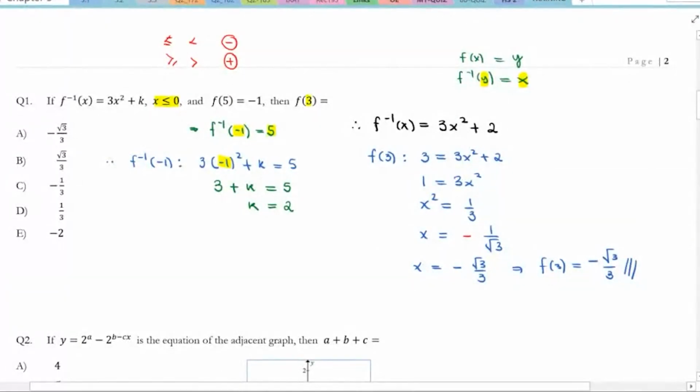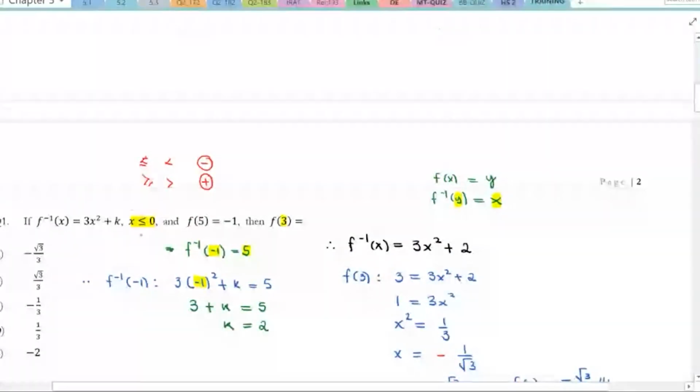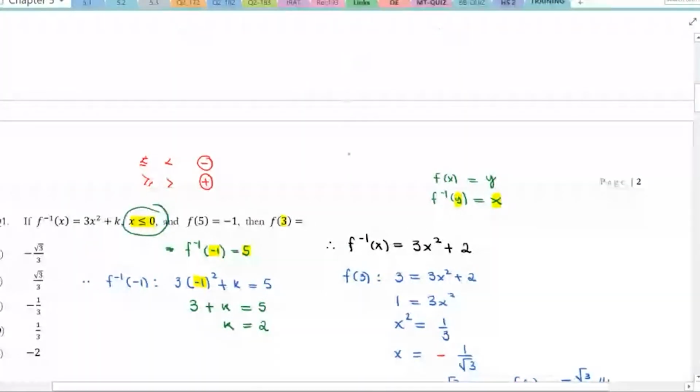Now, you can ask questions here if something is not clear to you, gentlemen. Doctor, how did you pick the minus instead of the positive? Okay, I will explain it to you more clearly. You see, when we say x is less than or equal to 0, you find k to be equal to 2. Then the graph is like this one.